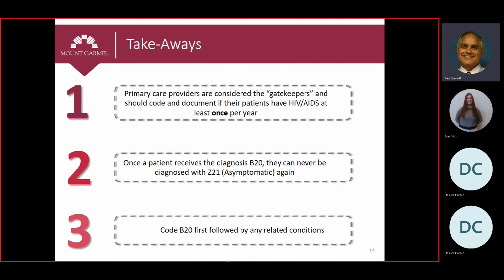Patients can go from Z21 to B20, but never go from B20 to Z21. Z21 is specifically reserved for patients who have never experienced symptoms. Although patients can become asymptomatic through adherence to medication, once they have been diagnosed with symptomatic HIV, this diagnosis continues with them for the rest of their life. If patients have any related conditions, code B20 first, followed by the related condition.